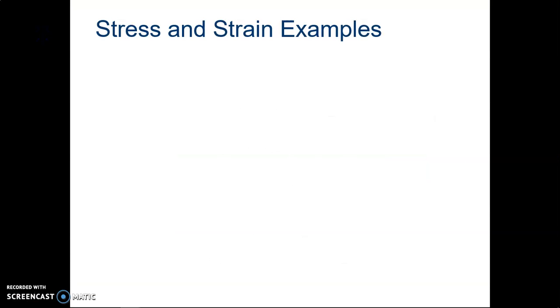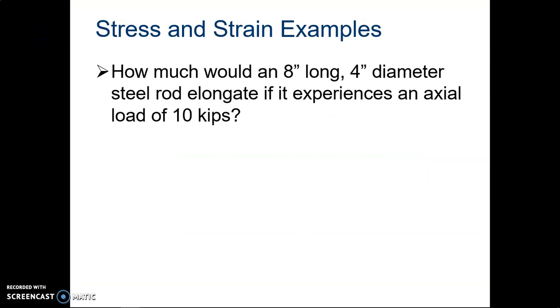Lost my place. So the next one is, how much would an 8-inch long, 4-inch diameter steel rod elongate if it experienced an axial load of 10 kips? So basically, let's imagine the scenario in your head. You have a rod that's 8 inches long, and then the top of it is a circle with a diameter of 4 inches. And then I'm clamping both ends and I'm pulling it apart with 10 kips of force. And I want to know, hey, how long is this rod going to be after I pull on it?